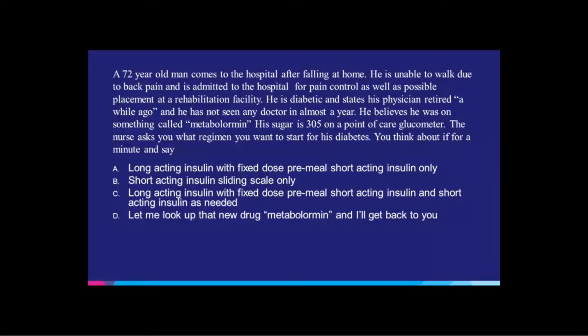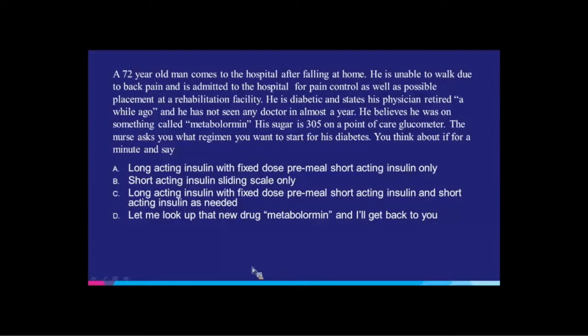Think about it for a minute. You can raise your hands if you want, or we can just internally vote, whichever you want. So A, who's going to choose A? Long-acting insulin with fixed pre-meal, short-acting insulin only. B, short-acting insulin, sliding scale only. C, long-acting insulin with fixed dose pre-meal, short-acting insulin, and short-acting insulin as needed. And D, let me look up that new metabolormin drug, and I'll get back to you.